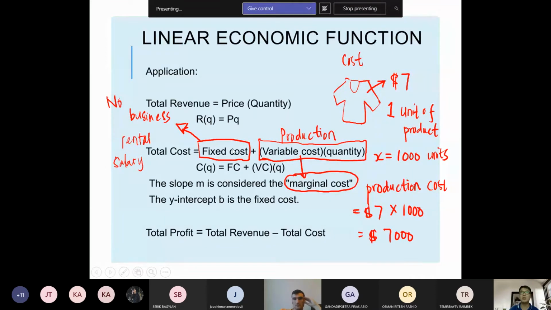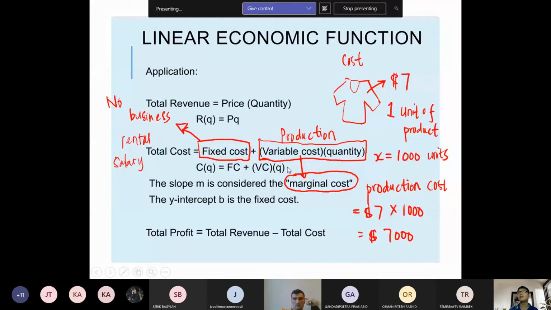Even if we do not have any business, we still need to pay for these costs. This is called the fixed cost. Therefore, the total cost is the fixed cost plus the production cost.